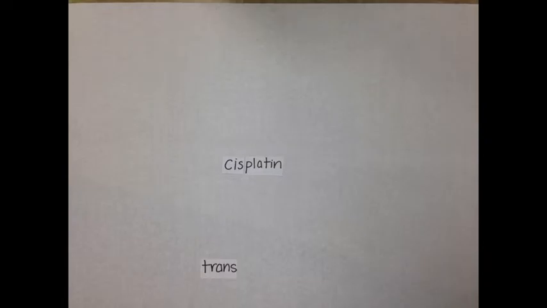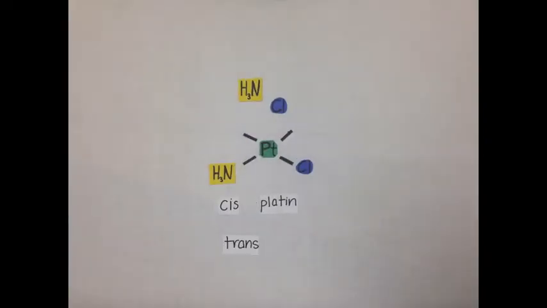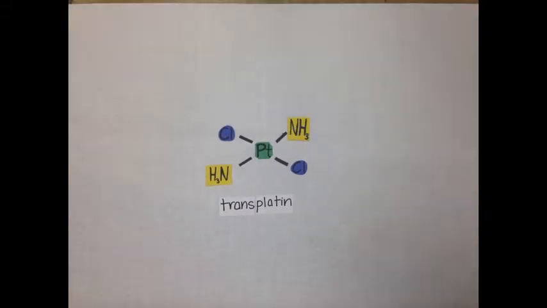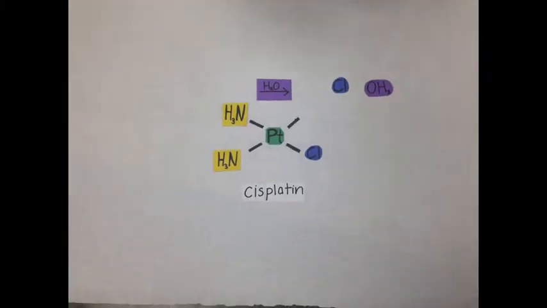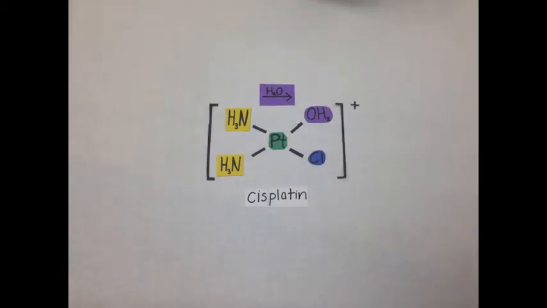Cisplatin has the amines on the same side and the chlorides on the same side. In transplatin, these functional groups are on opposite sides. However, only cisplatin can be used for chemotherapy. When the drug goes into the body, the neutral complex exchanges one or both of its chloride groups for neutral water ligands, forming positively charged species.